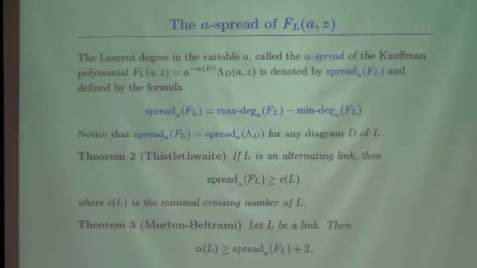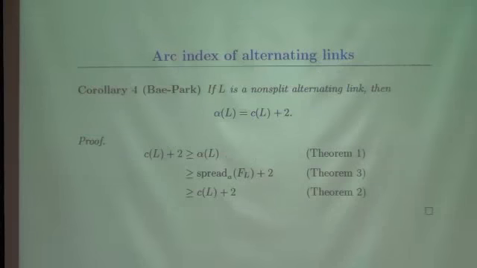So in the case of a prime, non-split alternating link, alpha of L is exactly equal to the crossing number plus 2. So yeah, here's this. This is a corollary. If L is a non-split alternating link, then alpha of L is equal to C(L) plus 2.